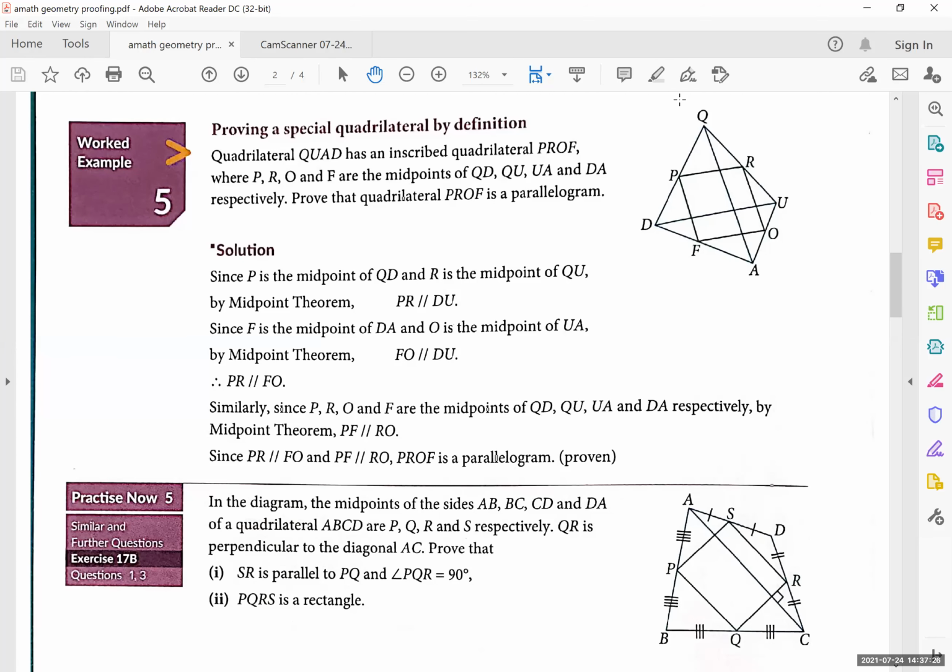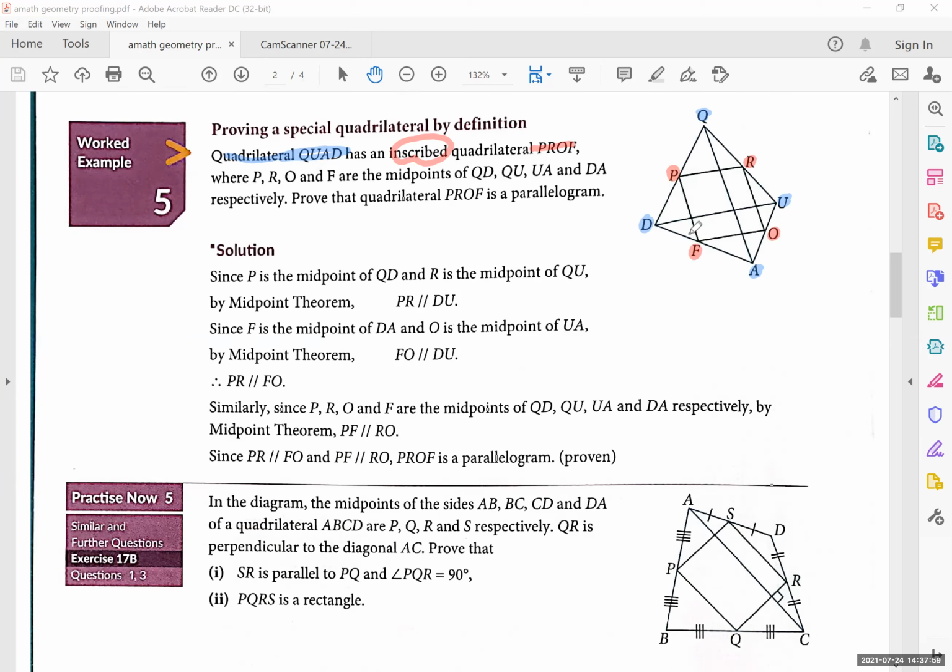So for this word example 5, I will need you guys to start highlighting. First thing first, they say that there is a quadrilateral QUAD. So this is Q, U, A, and D. Quadrilateral means four-sided figure. And they say that it has an inscribed quadrilateral PROF. Inscribed means it is fitted nicely inside, whereby the edges will touch the quadrilateral. Okay, that's what inscribed means.